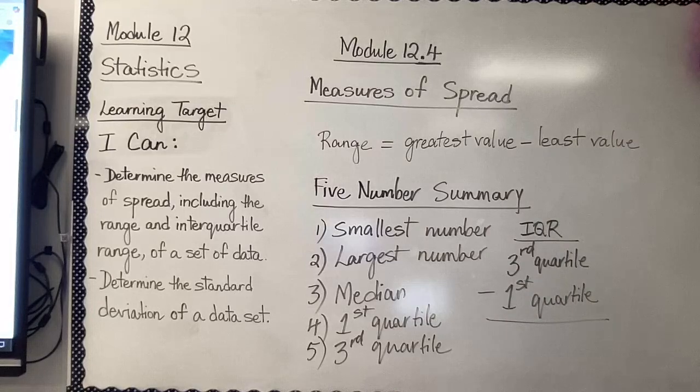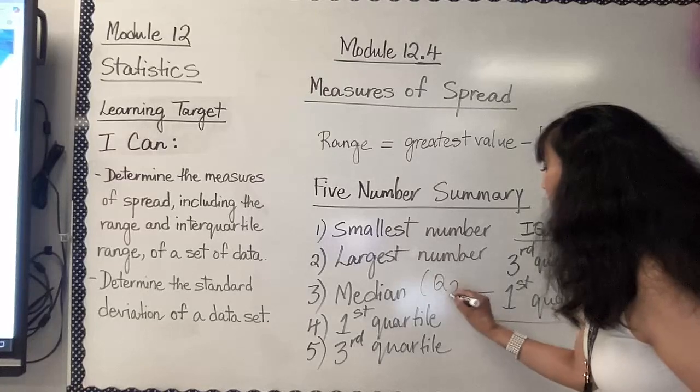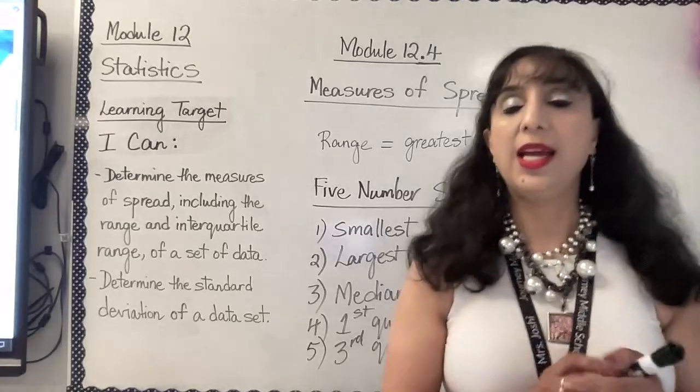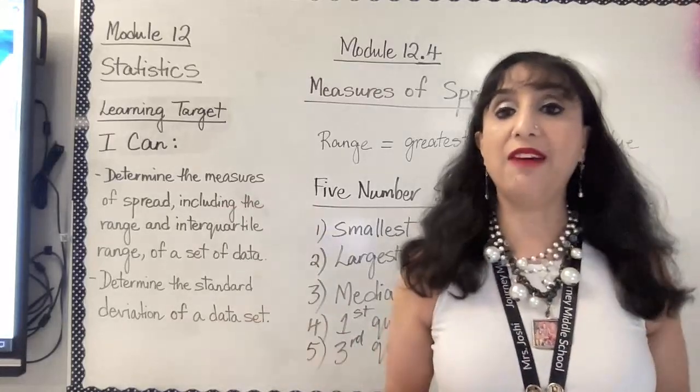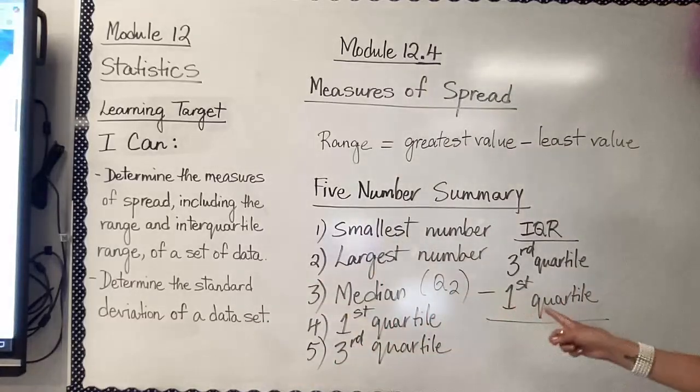So what is the median mark? The median marks the second quartile. Okay, and so this is nothing but Q2, which is my second quartile. And what is it doing? It is separating the data into the lower and the upper half. So it's the halfway point. And that's what the median is.